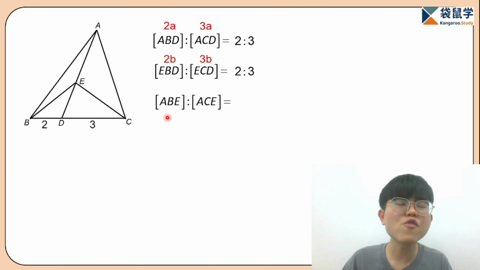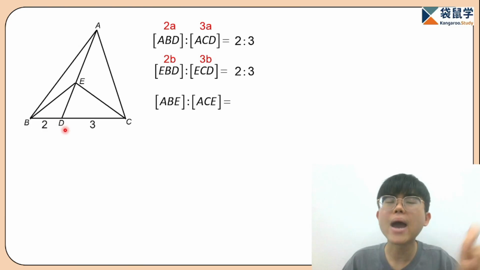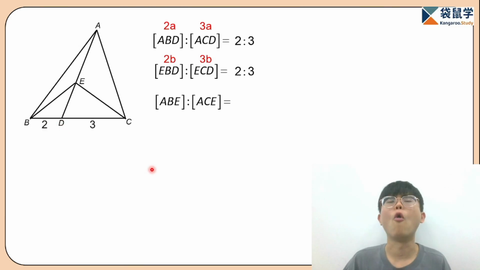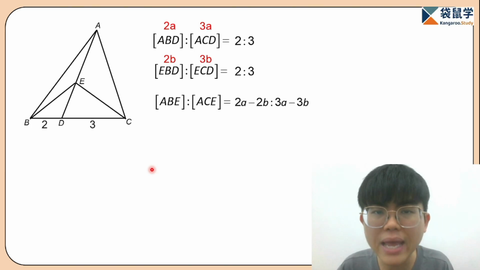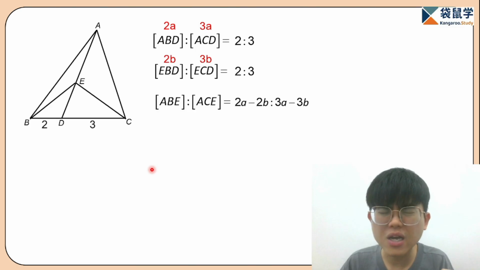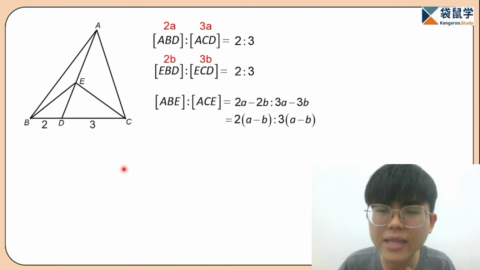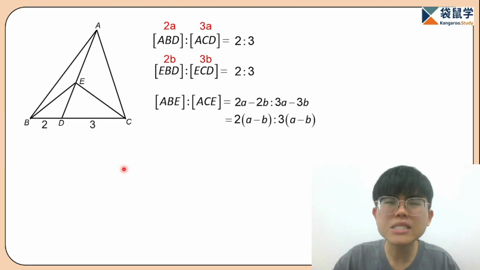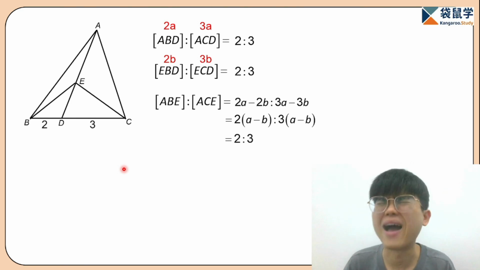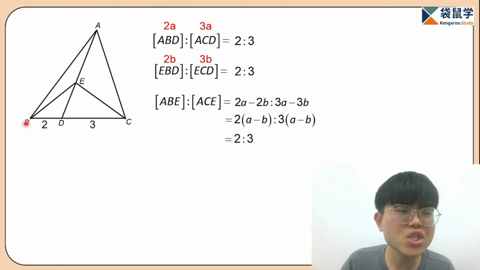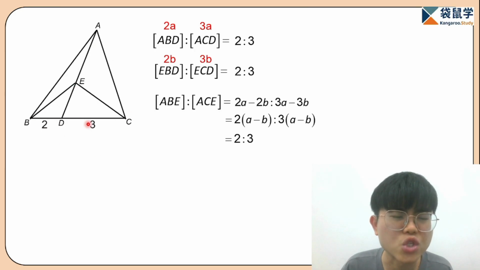So now you can see that if you want to find out ABE, or this part, it will just be the area of ABD minus out the area of EBD. So it will just be 2A minus 2B, and then we have 3A minus 3B. The next thing, we extract out the common factor, which is the 2 and the 3 right here. So we have 2 bracket A minus B, we have 3 bracket A minus B. Now, this A minus B can be simplified. So in the end, what we have is just 2 to 3. You see that for these 2 triangles, the ratio of their area also follows the base ratio right here, the 2 to 3.